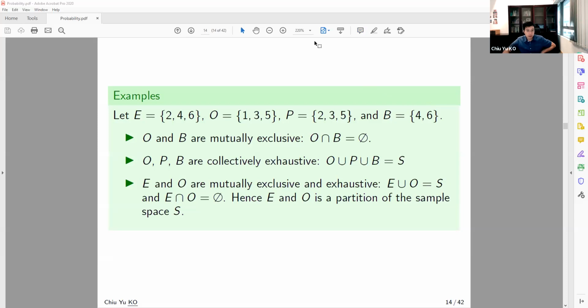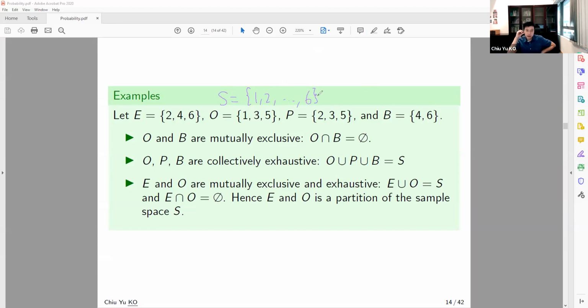Now with the example, we didn't say it, but S of course is 1 to 6, we just didn't write it out. And we have E is 2, 4, 6, and O is 1, 3, 5. P is the prime numbers 2, 3, and 5. B is the big even numbers, so it's 6 and 4.